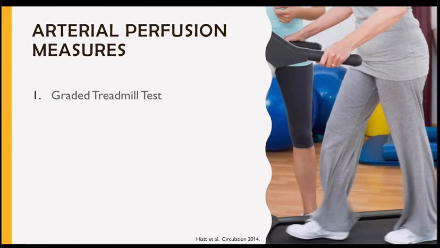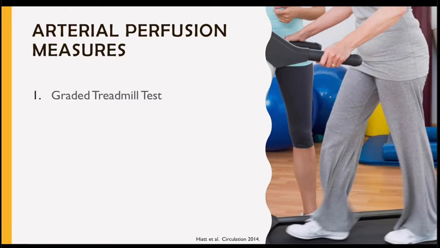Another test is the graded treadmill test. This is a really excellent assessment to show change over time, because it's a standardized test and you can document either progression of the disease or improvement.